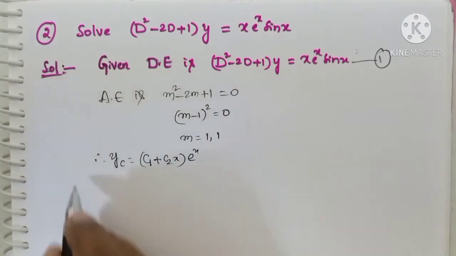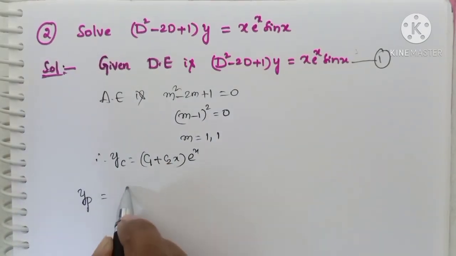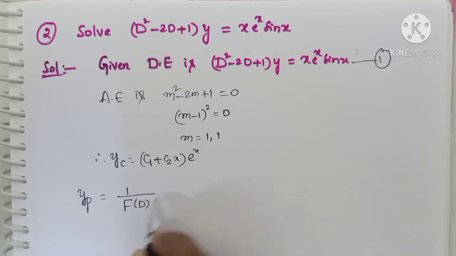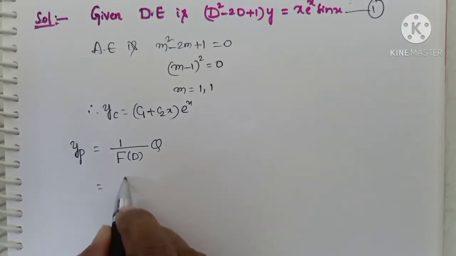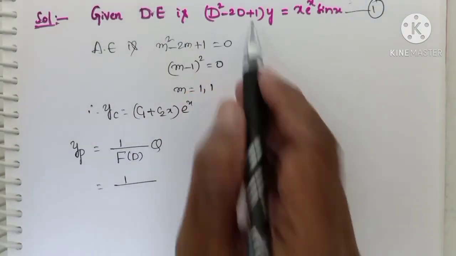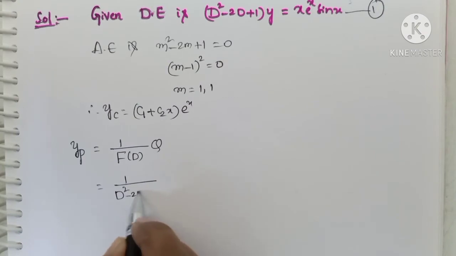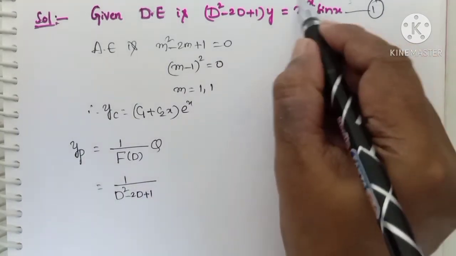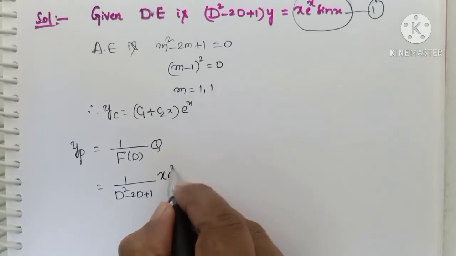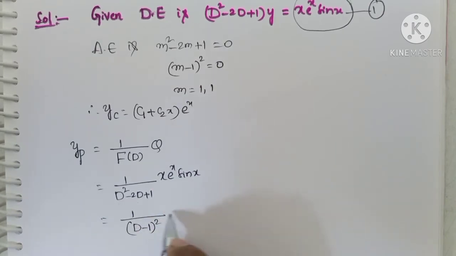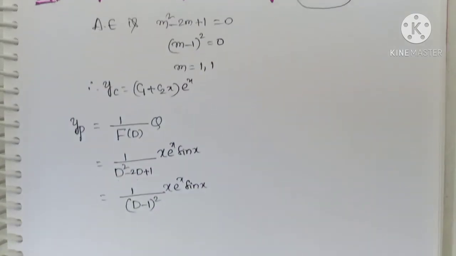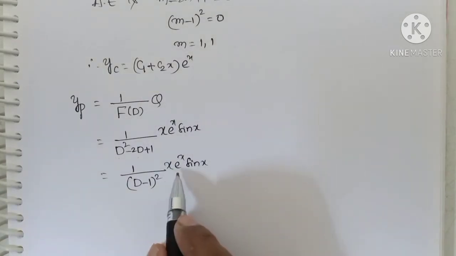This is yc. Now coming to the particular integral, yp is equal to 1 by f of d into q. In this problem, f of d is d square minus 2d plus 1 into q. In this problem, q is x into e power x into sin x. Now we write this d square minus 2d plus 1 as d minus 1 whole square into x into e power x into sin x. We have three functions in q.